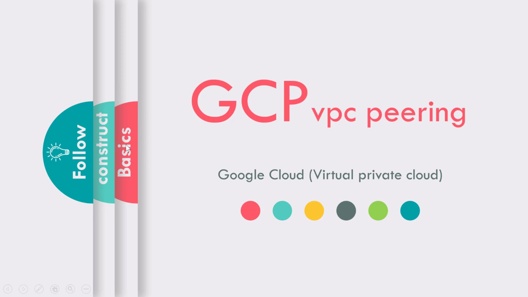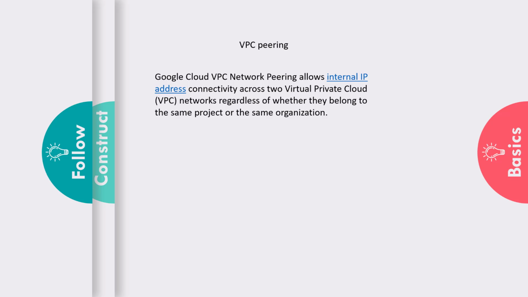Hi, today's lecture is going to be on VPC peering. So Google VPC peering allows internal IP address connectivity across virtual private cloud networks regardless of whether they belong to the same project or whether they belong to the same organization.